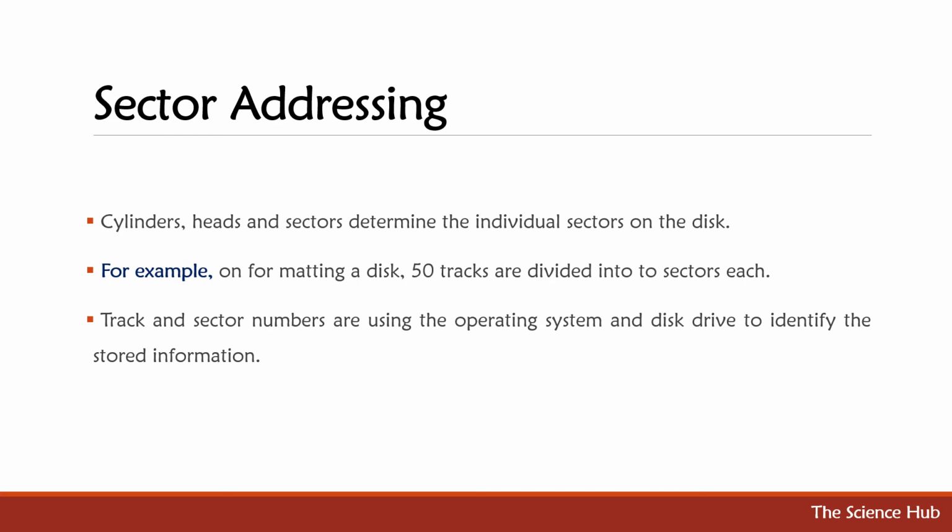Let us see sector addressing. Cylinders, heads and sectors determine the individual sectors on the disk. For example, on formatting a disk, 50 tracks are divided into 2 sectors each. Track and sector numbers are used by the operating system and disk drive to identify the stored information.